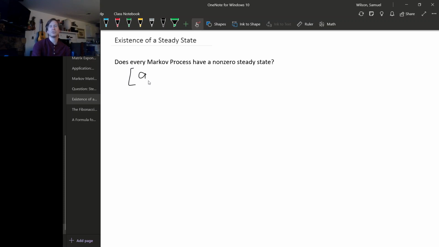We're going to describe this Markov process in terms of its transition matrix. And remember, the characteristic property of a Markov matrix, a matrix corresponding to a Markov process, is that if you sum down any column, you get 1. Okay, so we know that if there's a steady state, then 1 is an eigenvalue.